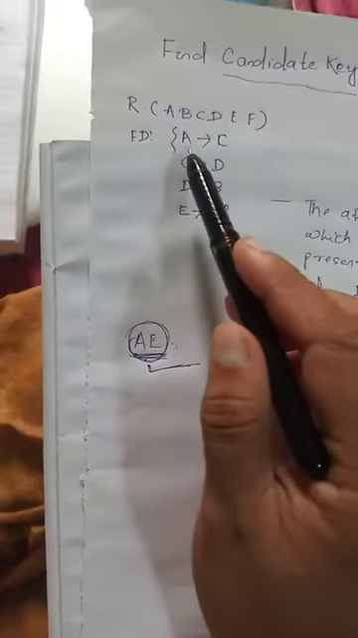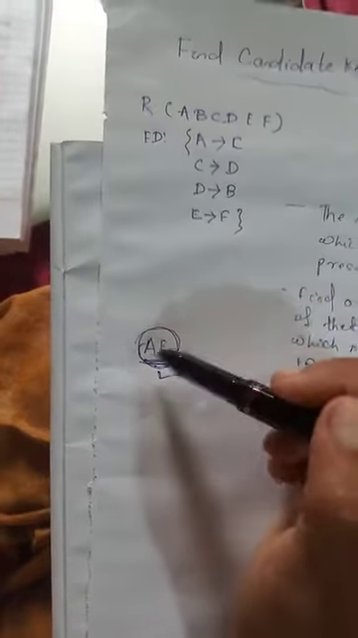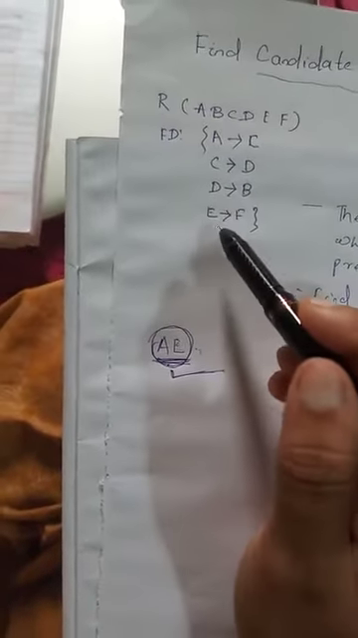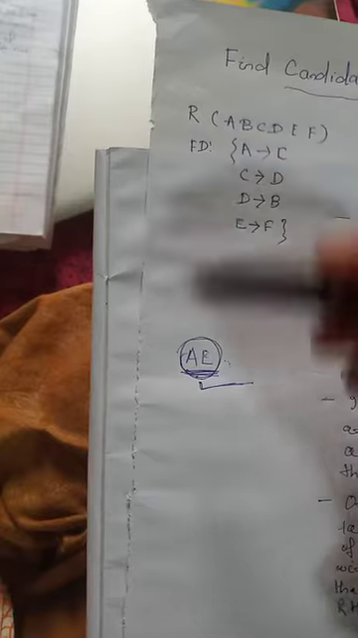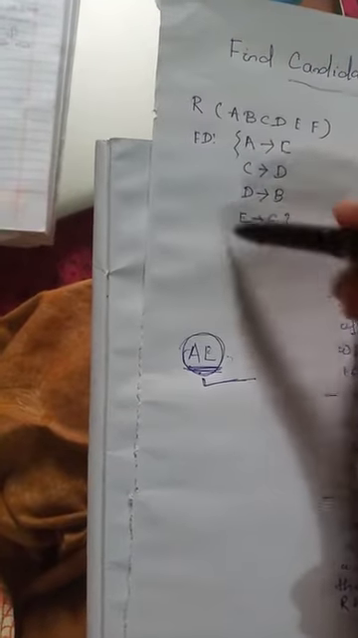That means CAE, DAE. You have to take all the combinations with the left side attributes.